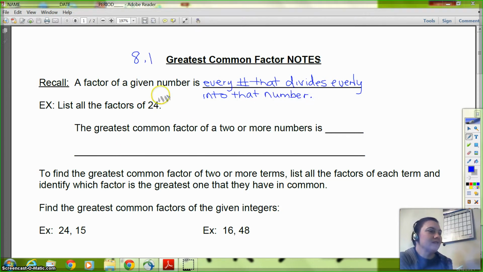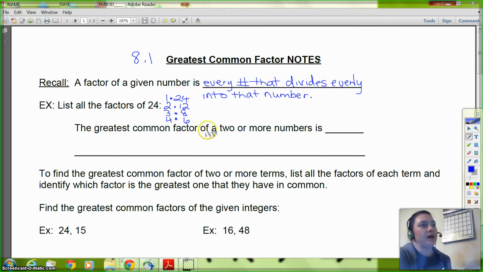So if we want to list all of the factors of 24, I always start with 1. 1 and 24. 2 and 12. 3 and 8. 4 and 6. Okay, and I go in numerical order because once I get to 4 and 6, the only other number between 4 and 6 is 5, so I know I'm done, and then I would start coming back up on this side. So those are all the factors of 24.